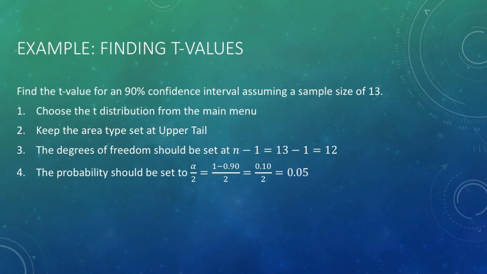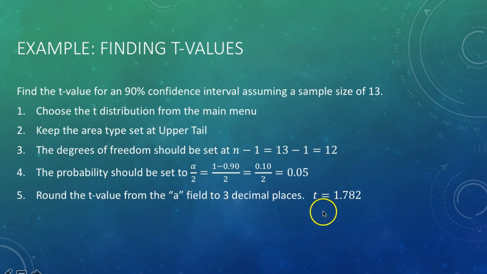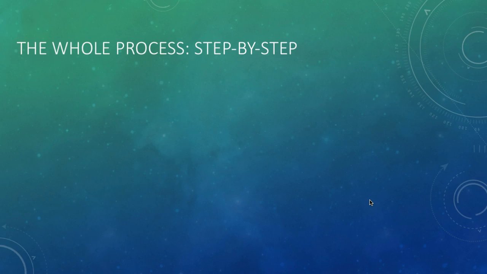The probability, this was actually the random example that I chose when I started talking about this in the last slide, but if I have a 90% confidence interval, that means there's 10% on the tails. I divide that 10% by 2 to get 5%. That's my alpha over 2 value. I type 0.05 as my probability, and in the A box, I get t equals 1.782, rounded to 3 decimal places. So that's how you find your critical value.